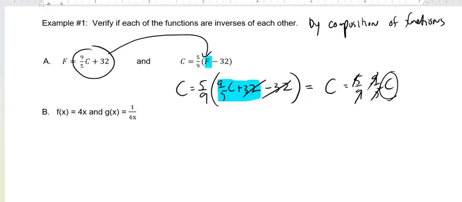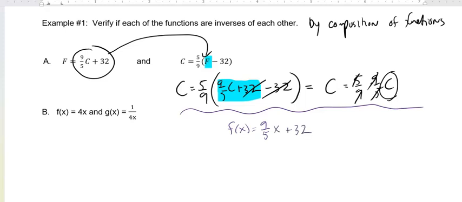Okay. That one's a little confusing because I got C equals C, which is a true statement. But here's how we're going to see these in the future. I would usually say f of x equals 9/5 x plus 32, see if this clears anything up. And my inverse function is 5/9 x minus 32. Okay, instead of using these C's and F's, we would typically use our function notation.